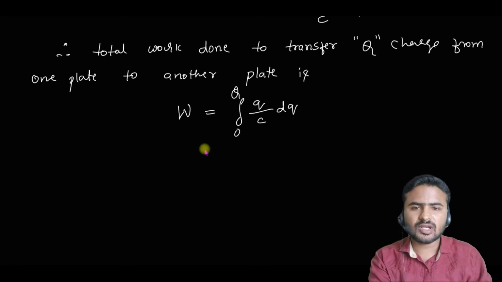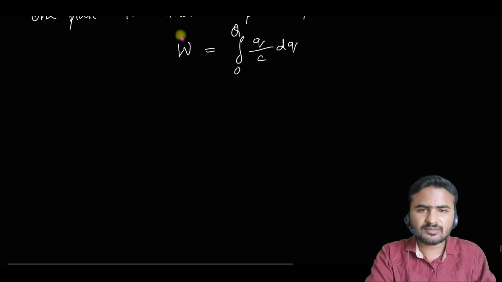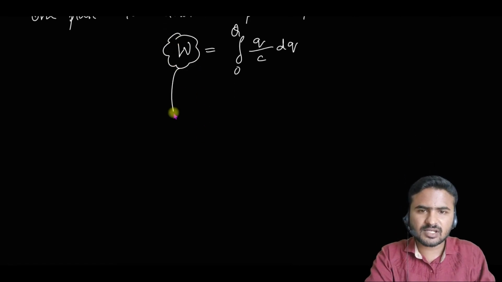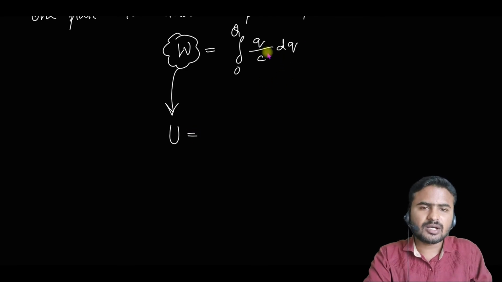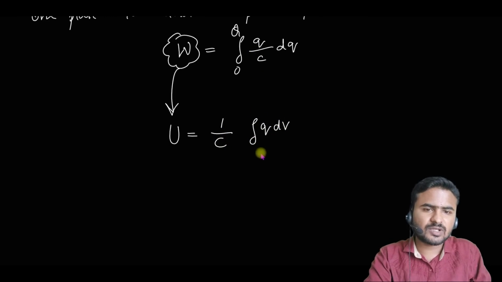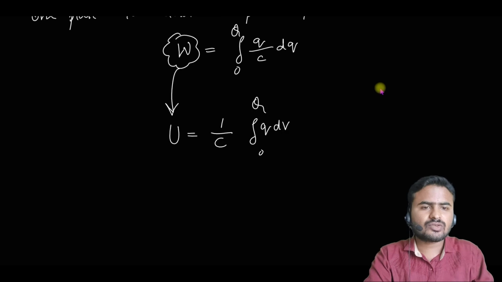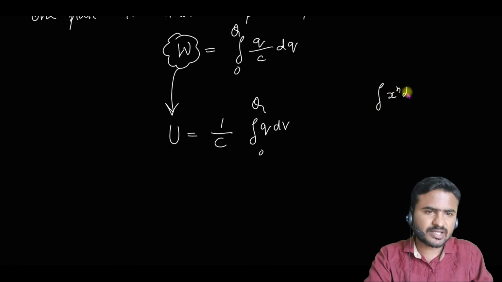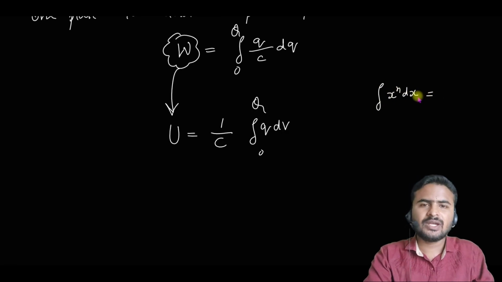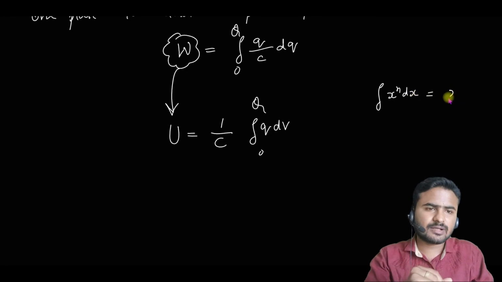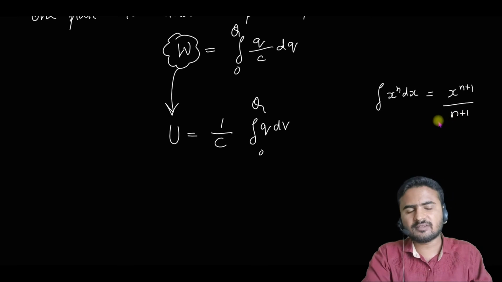All right, so now I'm going to write this W as nothing but the energy stored in the capacitor, which I'm going to write as capital U. When you integrate this, here the C is constant, so you can bring it out. Integration of q dv, limit from 0 to capital Q. Now you should remember the general formula: integration of x power n dx is x power n plus 1 divided by n plus 1.